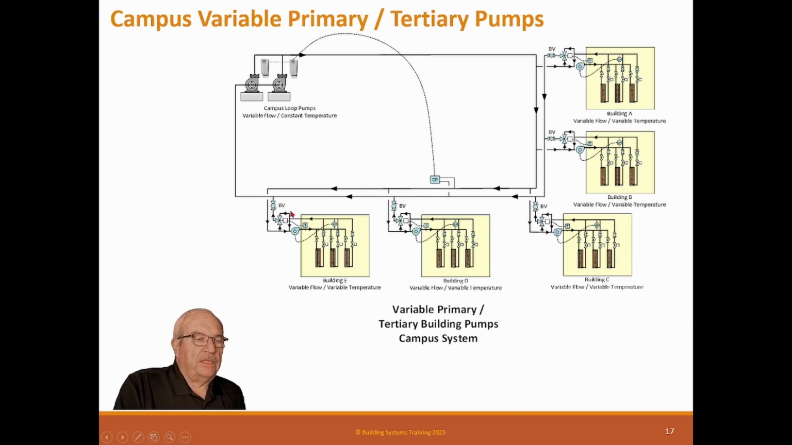But basically, each of these buildings stands on its own. If this pump is at full flow and it can't reach its set point, then it calls for this set point to go up. So it sends a signal to the central plant, I need more water. If the temperature valve is in full open and it still can't satisfy, then it sends a signal to lower the temperature because it needs colder water.